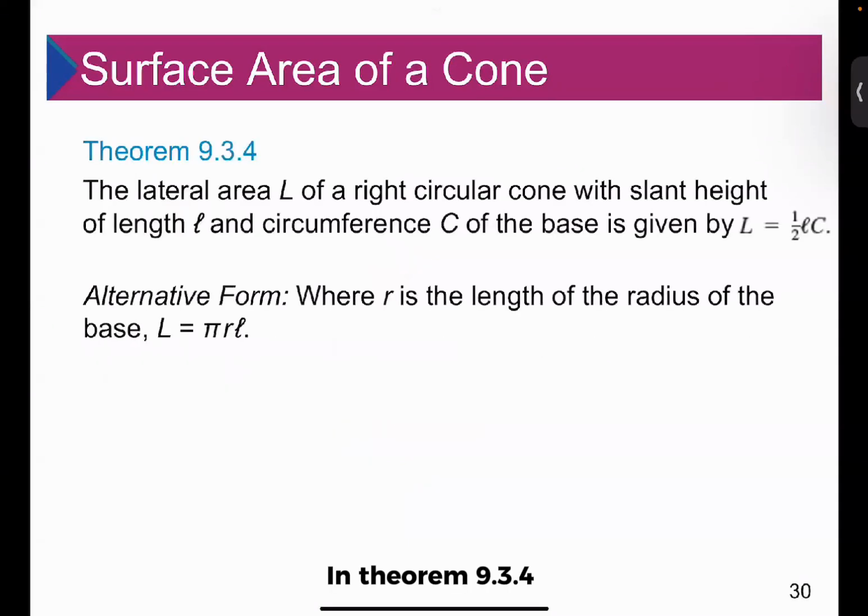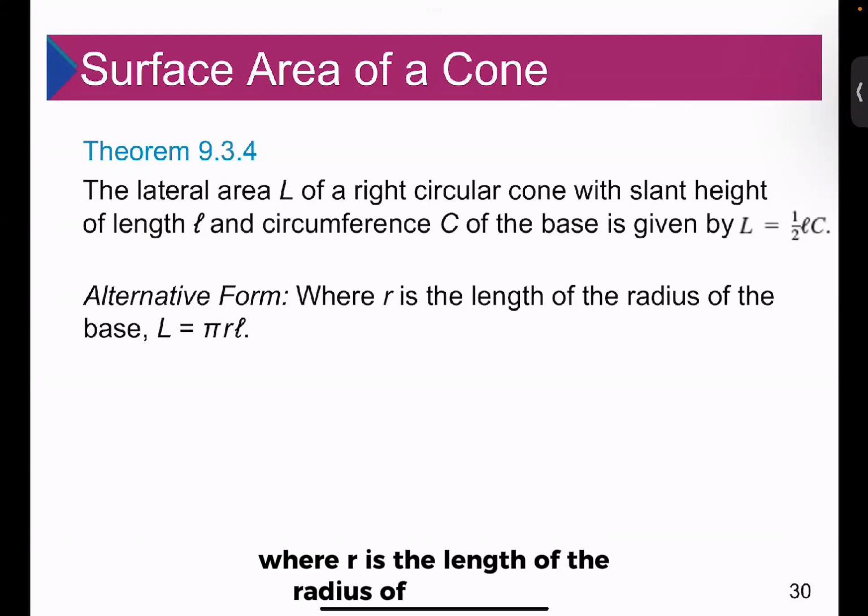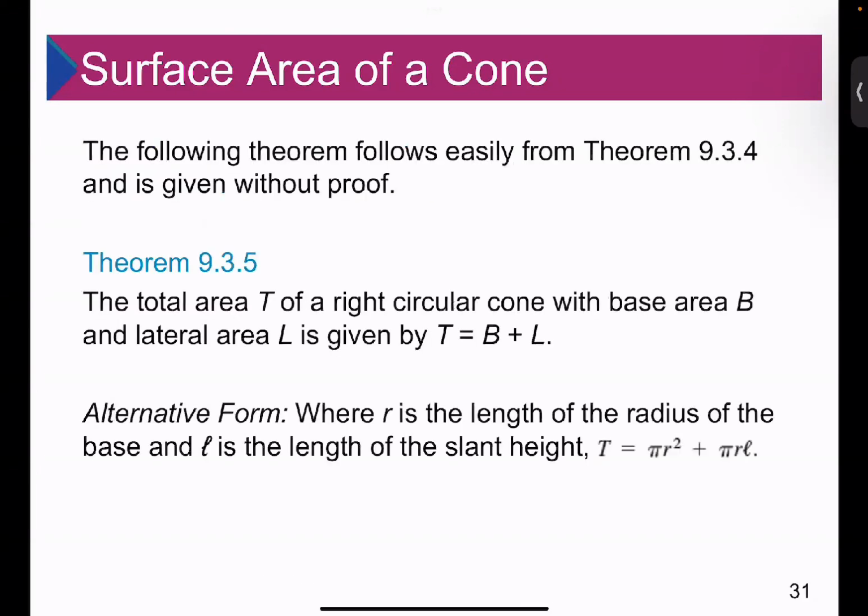In theorem 9.3.4, the lateral area L of a right circular cone with slant height of length L and circumference C of the base is given by capital L equal to 1/2 of slant height L times C, and in its alternative form, where r is the length of the radius of the base, capital L would be equal to pi rL. The following theorem follows easily from theorem 9.3.4 and is given without proof.